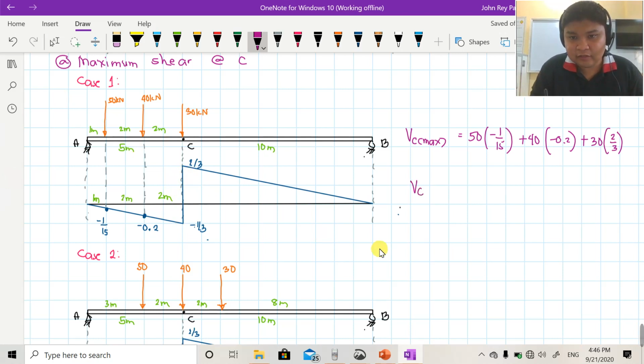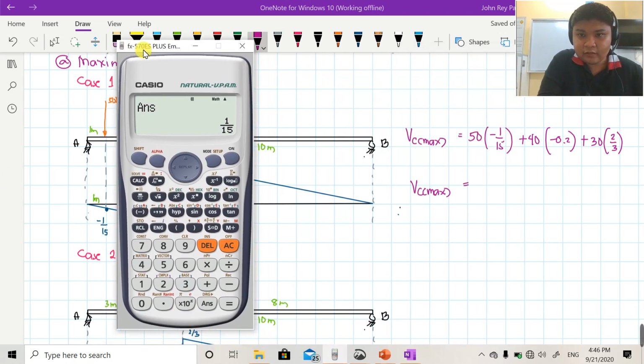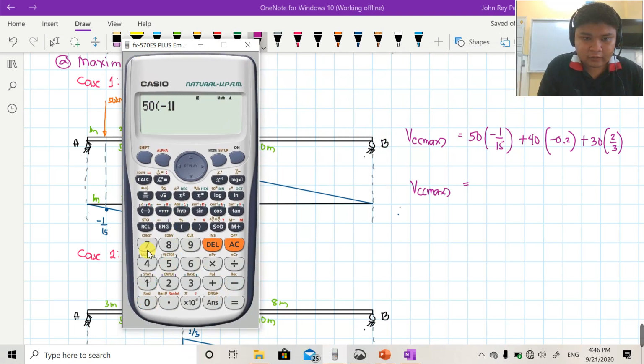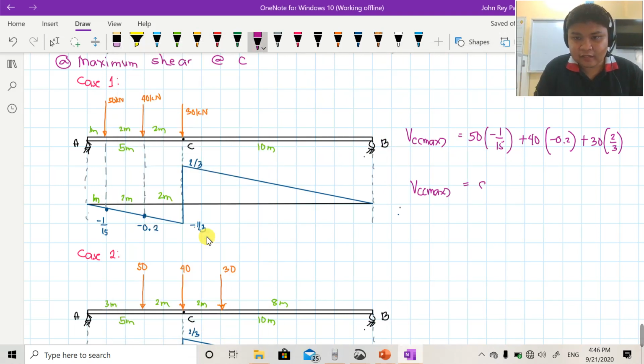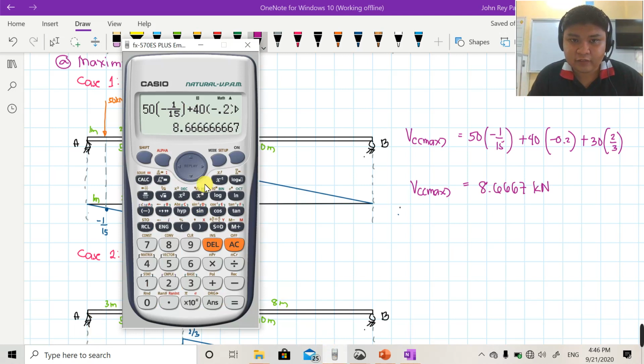Diba? So, therefore, ang VC max natin dito is equal to, so 50 times negative 1 over 15. Sorry, computein na lang natin siya dito. So, 50 negative 1 over 15. Tama ba? Plus 40 negative 0.2 plus 30 times 2/3. So, what will be the numerical value, class? The answer is 8.667 kilonewtons. Ayan. So, meron na tayong 8.6667 kilonewtons.